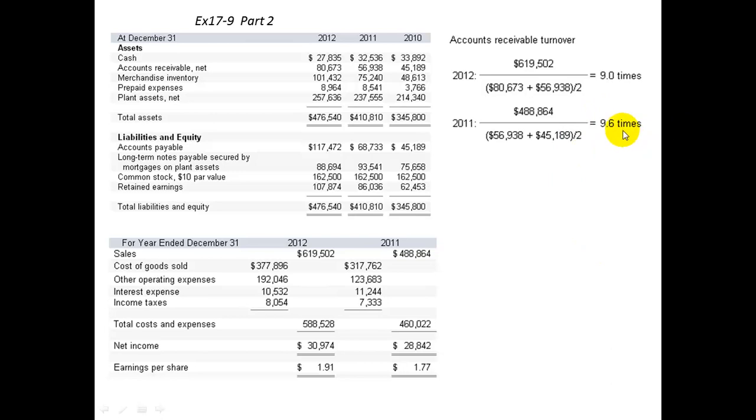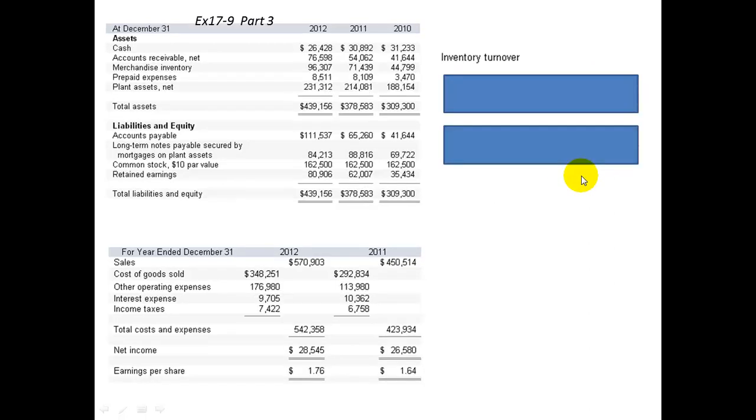Well, it looks like our turnover has slipped a little bit. It went from 9.6 times to 9 times even, which is a trend that's not favorable. Okay, so let's go on now to the third part of this problem, which deals with our inventory. How well are we doing with our inventory?